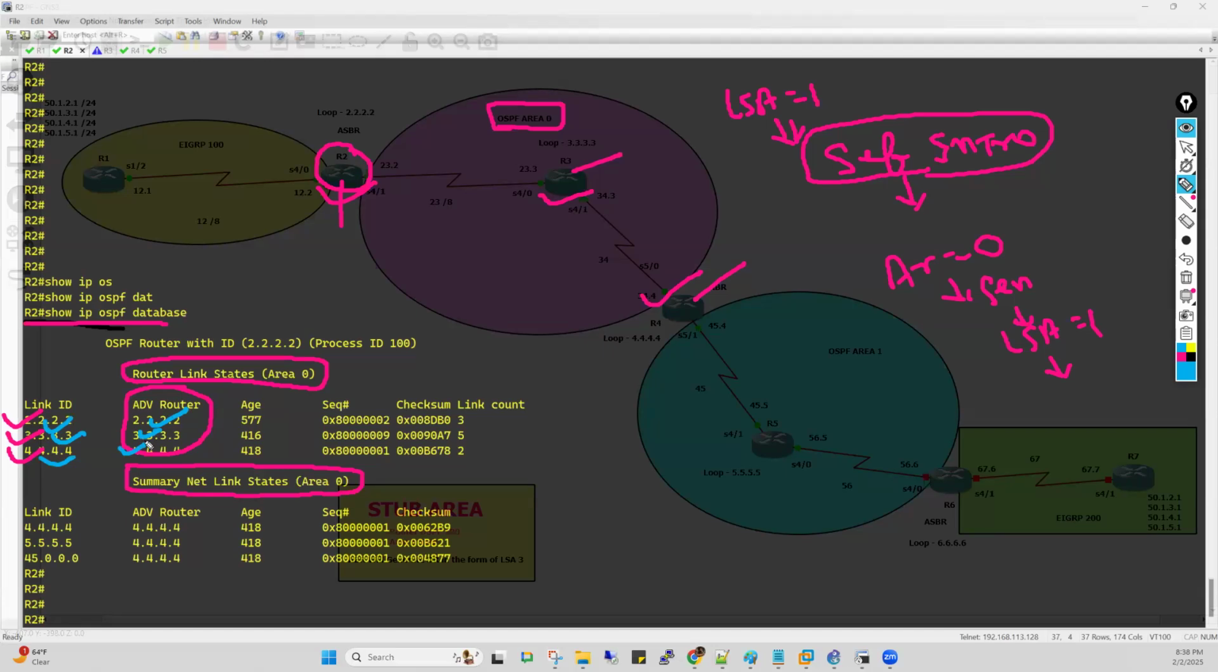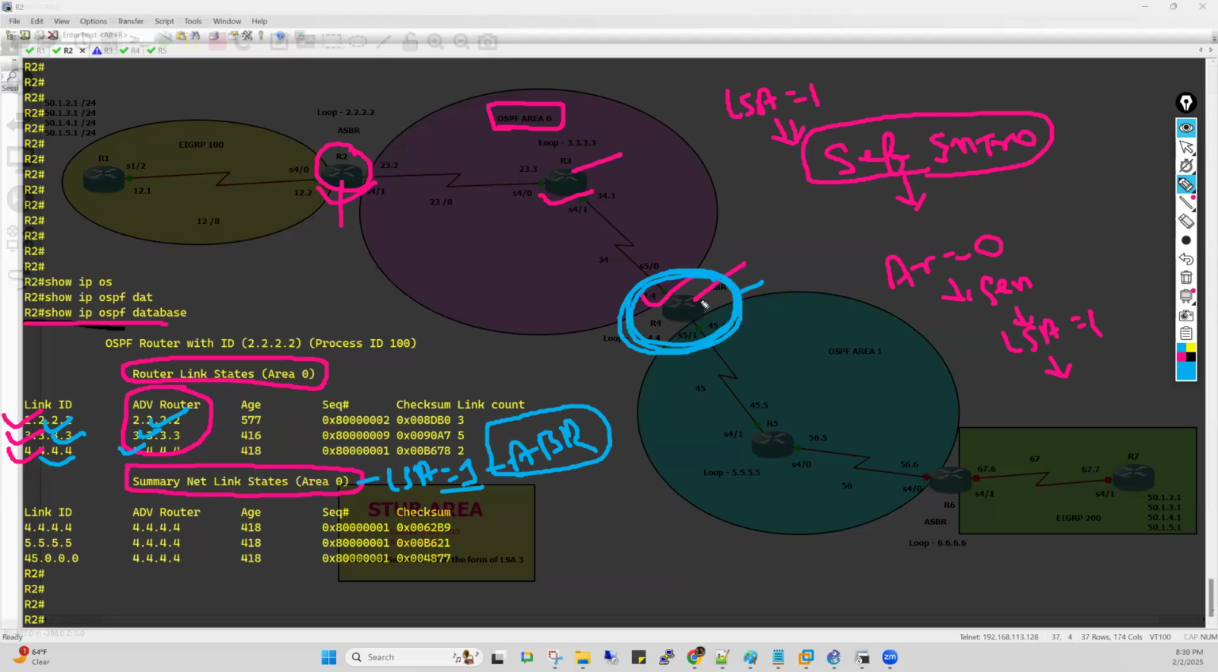Now come here to type 3 LSA. This is LSA number 3. Who is generating type 3 LSA? The ABR router generates it, right? Yes or no? In your topology, who is the ABR? This is the ABR, R4.